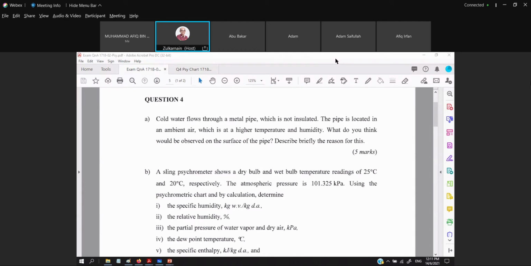Water droplets will form. Okay. This is also known as the sweating phenomenon. So can you explain how this sweating will occur?